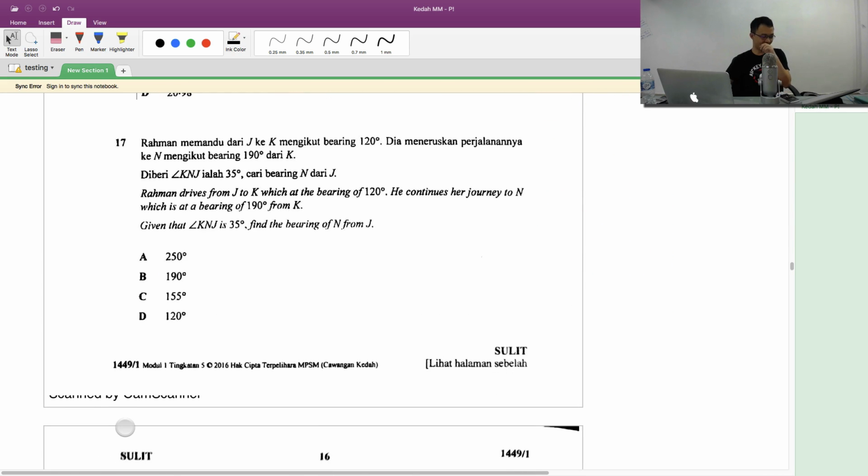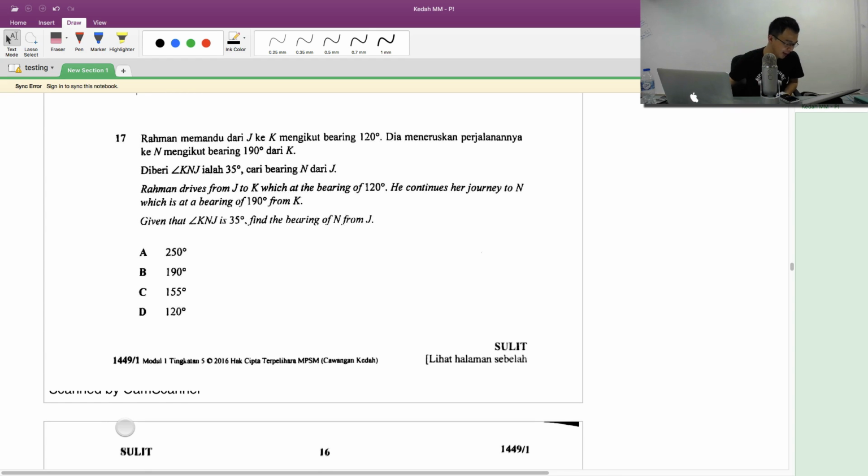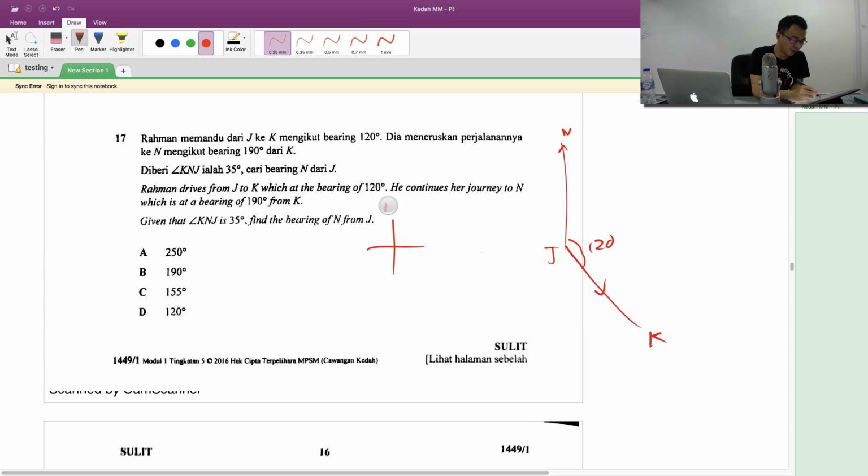Okay, question 17. Raman drives from J to K at a bearing of 120. So this is north, and 120 is this direction, from J to K. He continued his journey to N, at a bearing of 190. So you have to imagine what 190 looks like. This is north, this is 180, and 190 is slightly more, so it's somewhere here. So he continues here, and the north is still continued here. From here is 190.